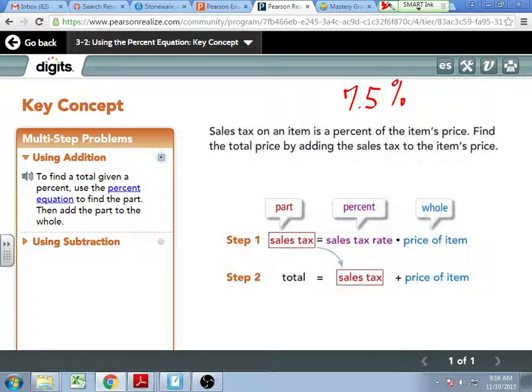Let's just land between. Let's just say it's 7%. We'll make our life easy.